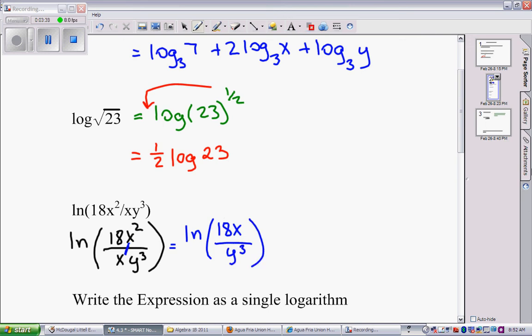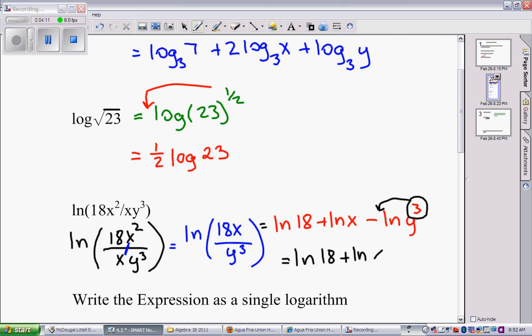So now we need to split it up. 18 is multiplying the x, so that goes to ln of 18 plus ln of x, and then it's all being divided by y to the third, so minus ln of y to the third. Last thing, take the exponent and move it to the coefficient spot. So our final answer is ln of 18 plus ln x minus 3 ln y.